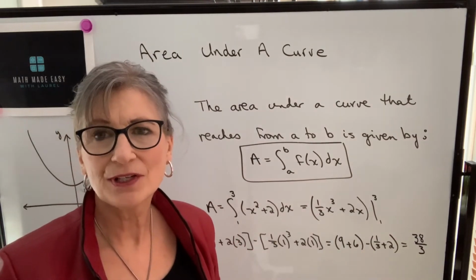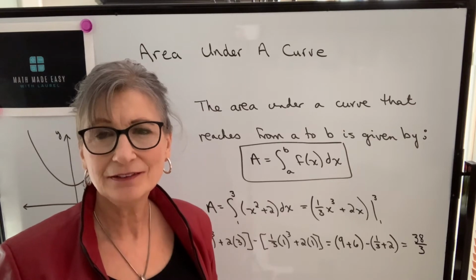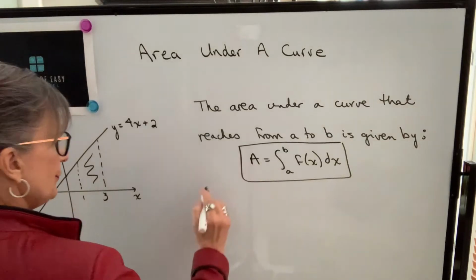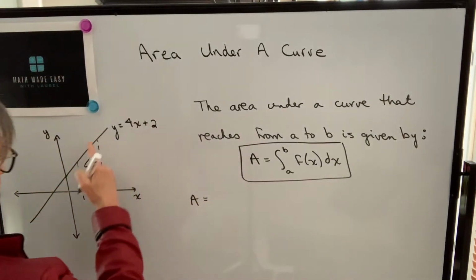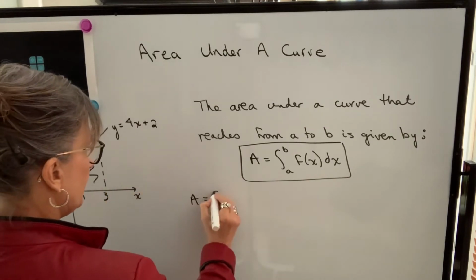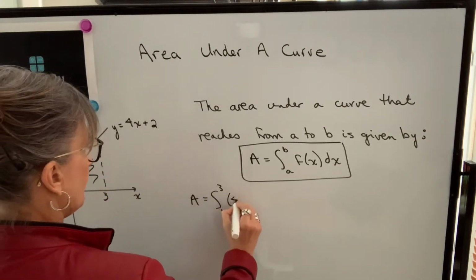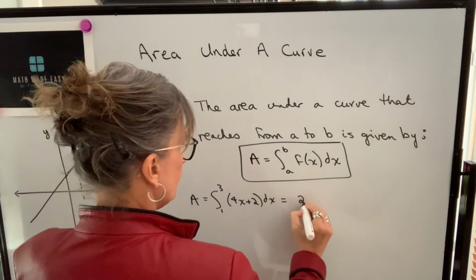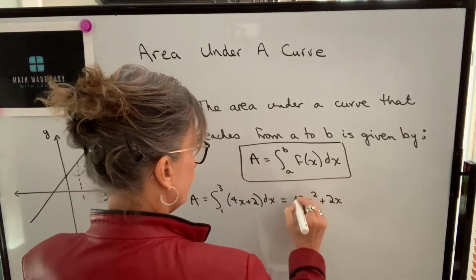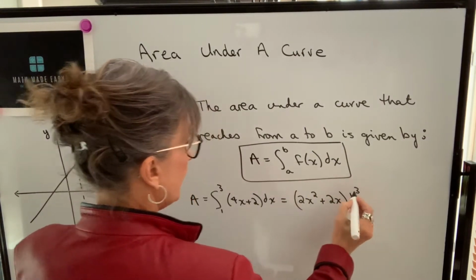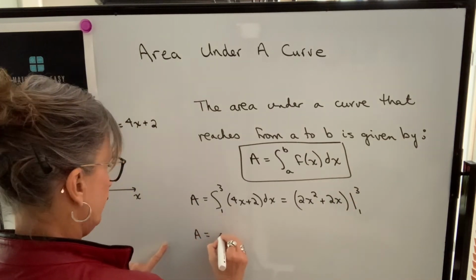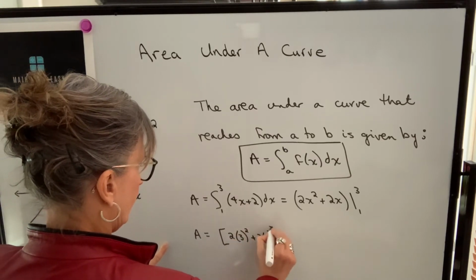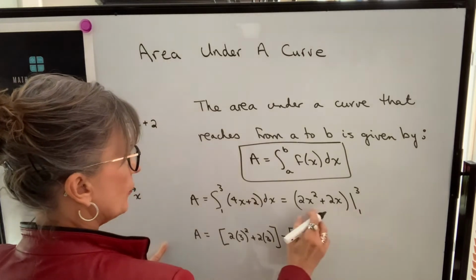Let's do the example that I started with, the area under the straight line, and that's evaluated or calculated using this. So according to this formula, the area under this straight line from 1 to 3 will be the integral from 1 to 3 of the function 4x plus 2 dx. When we integrate that, we'll get 2x squared plus 2x. Then I evaluate it when x is 3. I evaluate it when x is 1.